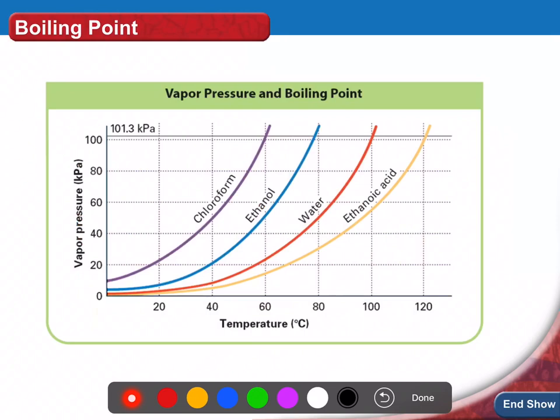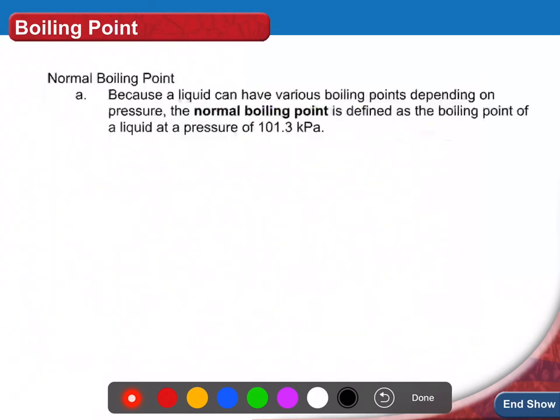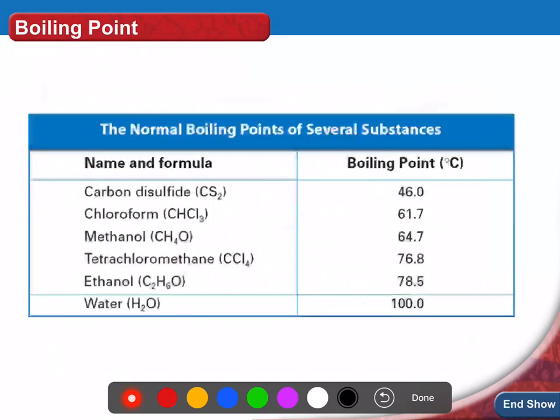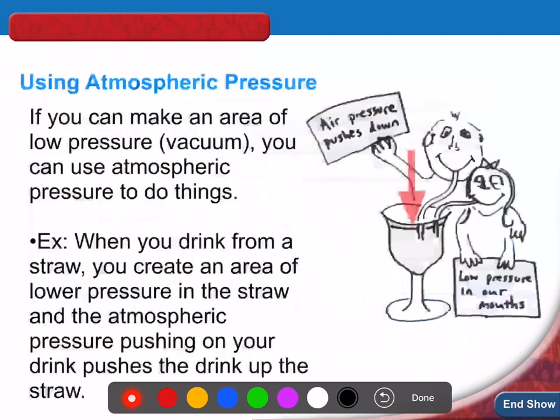This is just the boiling point of different substances. You'll see water as you increase the temperature, once it gets to 100 degrees, it is then equal to your standard pressure. For something like ethanoic acid, that's vinegar, it's going to be closer to 121-ish. And then, of course, we've talked about ethanol, and chloroform is even further down. Because the boiling point changes, we have something called normal boiling point. That is the boiling point of a liquid at standard pressure, so 101.3 kilopascals or 1 atmosphere. And here are some normal boiling points. You can look those up if you ever need them.